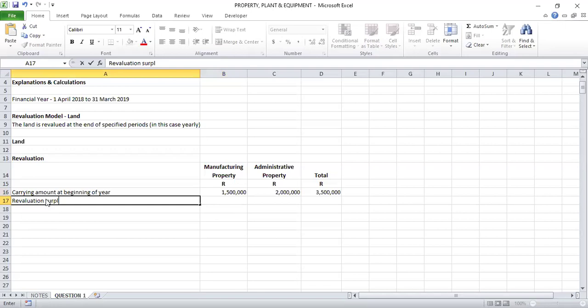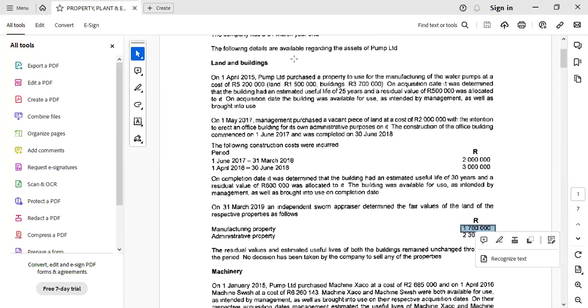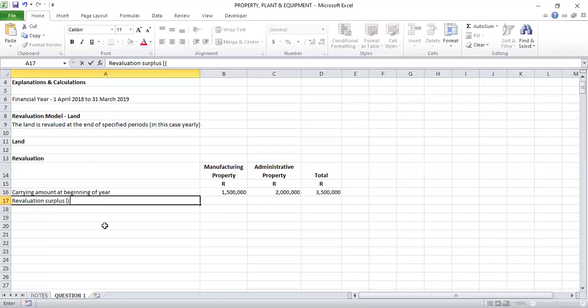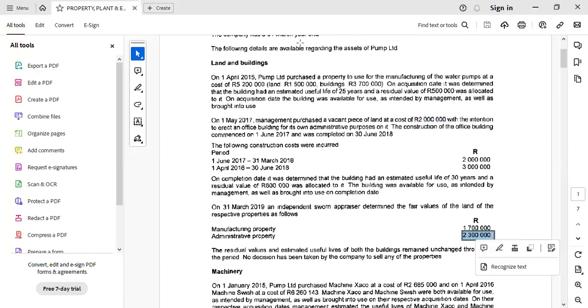Surplus. Revaluation surplus is the increase in our value of land and buildings. Right. Our manufacturing property increased from the 1.5 that it was. We're now told that it's now 1.7. So we'd say 1.7 minus 1.5 for the manufacturing property. Then for the admin property, we know that it was acquired for 2 million and it's now 2.3 million. So we'd say 2.3 minus 2.